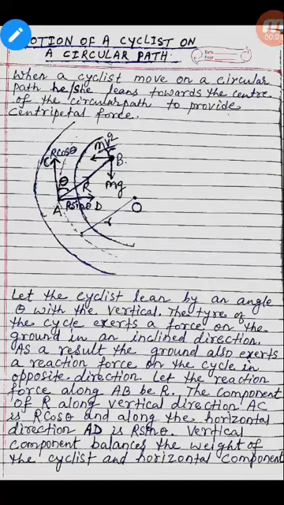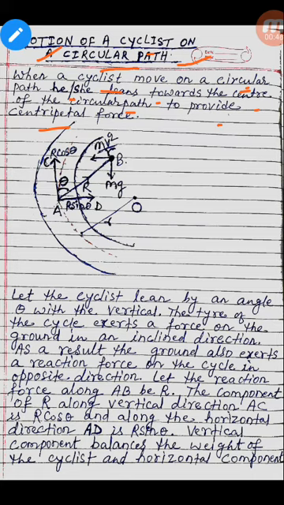Students, today we are going to study the motion of a cyclist on a circular path. When a cyclist moves on a circular path, he or she leans towards the center of the circular path to provide centripetal force. It is a common phenomenon that a cyclist leans towards the center. The cyclist must lean toward the center, otherwise he will fall down.